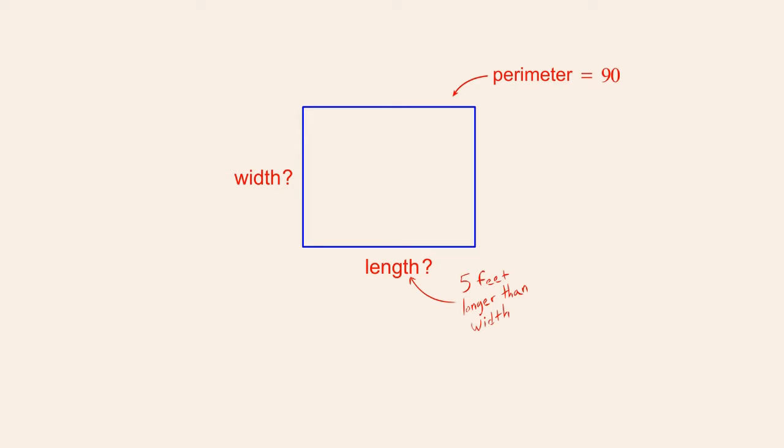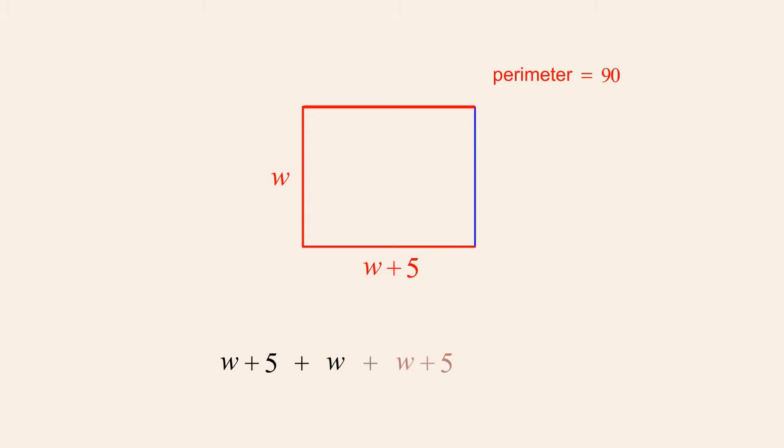W represents the width of the room. Since the length of the room is 5 feet longer than its width, we can write the value of the length as W plus 5. Adding the lengths of the four sides of the rectangle, we get the total length of the perimeter, W plus 5 plus W plus W plus 5 plus W, which must be equal to the perimeter, 90 feet.